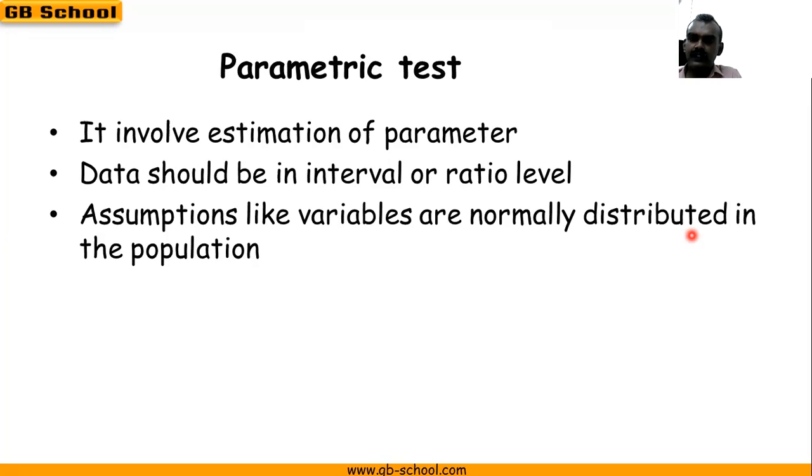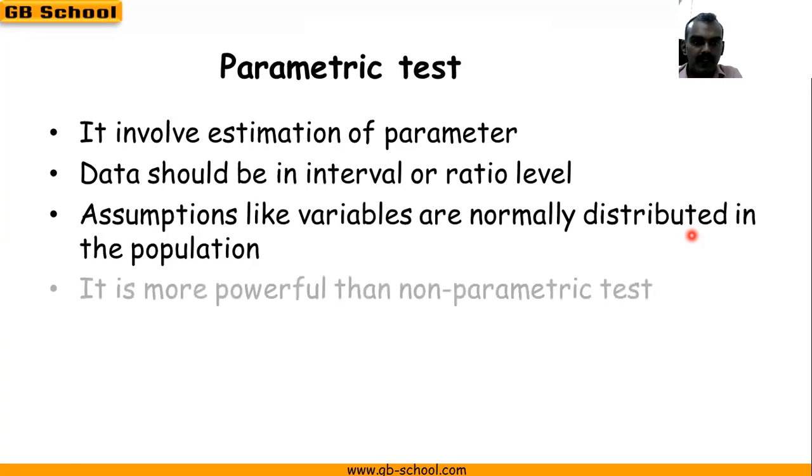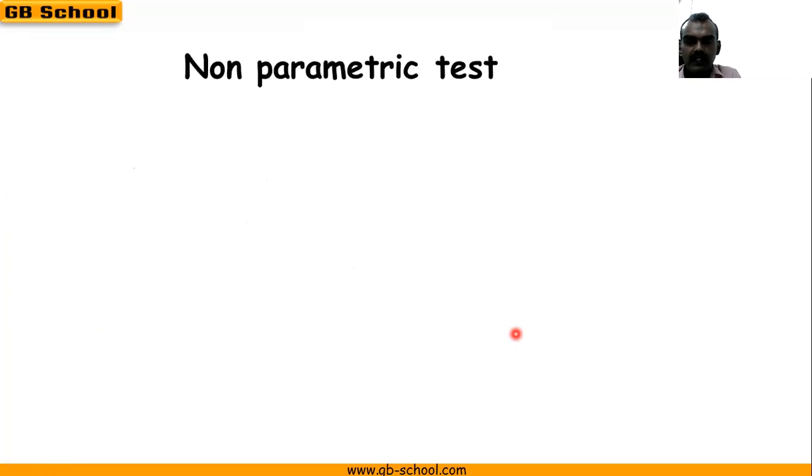If in any study there is no randomization, we cannot assume the normal distribution, or we cannot go for a parametric test. With a sample size of less than 30, again we cannot go for a parametric test. Since we have these assumptions, it is more powerful than a non-parametric test.